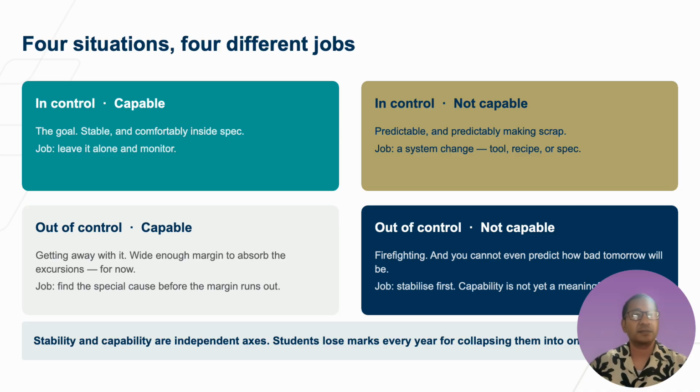Job: change the system. Out of control but capable, you are getting away with it. The margin is wide enough to absorb the excursions for now. Job: find the special cause before the margin runs out. Out of control and not capable, firefighting, and you cannot even predict how bad tomorrow will be. Job: stabilize it. Capability is not yet a meaningful question. Stability and capability are independent. Collapsing them into one axis is the single most common conceptual error in this field.